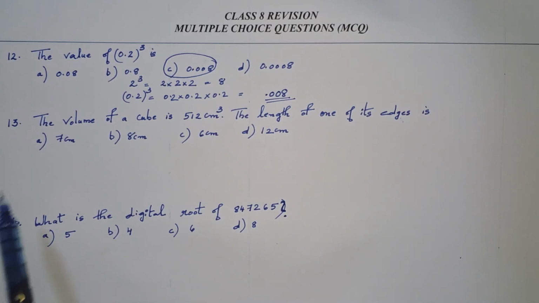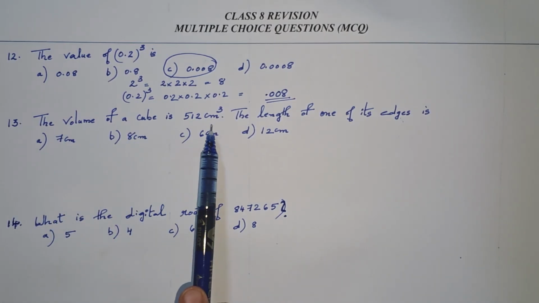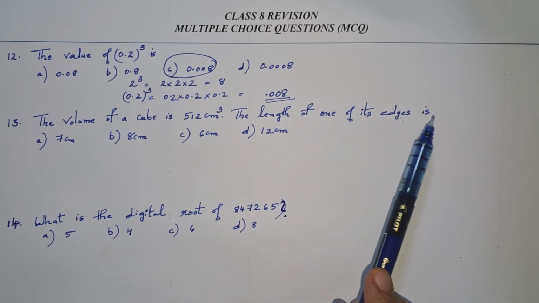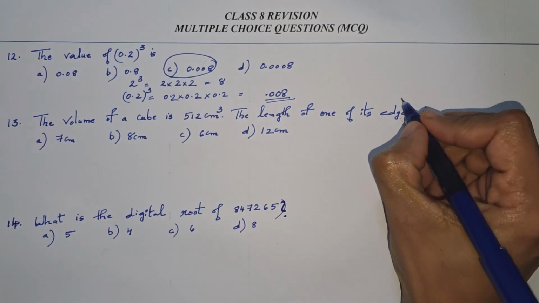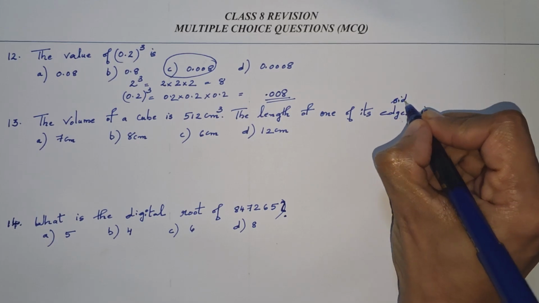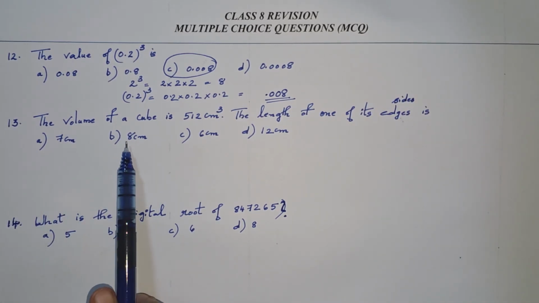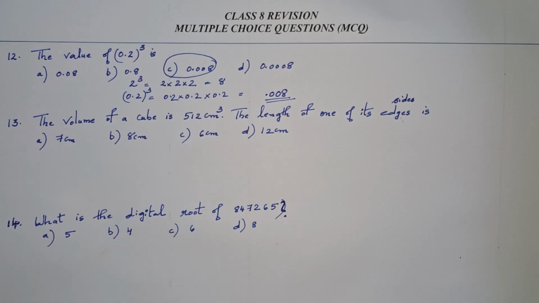Let's discuss the next question. The volume of a cube is 512 centimeter cube. The length of one of its edges is. Edges meaning sides. We can take it as sides also. Options are 7 centimeter, 8 centimeter, 6 centimeter, 12 centimeter.